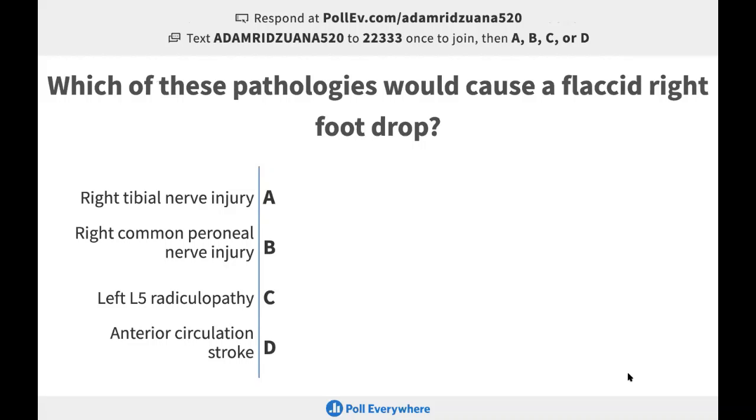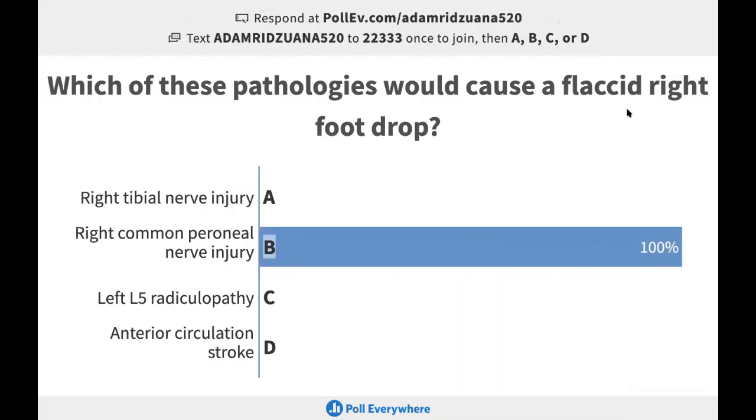So which of these pathologies would cause a flaccid right foot drop? So we're thinking flaccid, it's got to be a lower motor neuron injury. Right. Okay, perfect. Yeah, so it's a right common peroneal nerve injury. So that's going to cause a flaccid right foot drop. Right tibial nerve doesn't lead to a foot drop. A left radiculopathy would cause obviously a left issue because they're already decussated, and an anterior circulation stroke would cause an upper motor neuron issue.